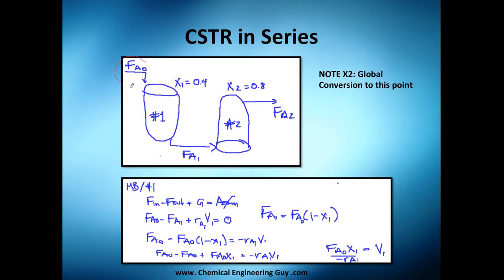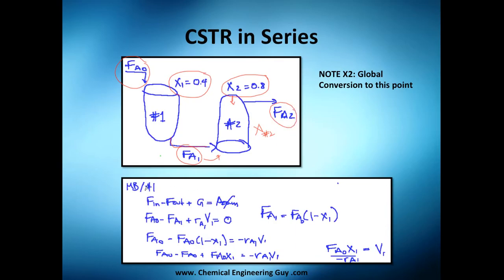We have an inlet, and we have this tank which has a conversion of 0.4, and then you take it away, FA1. This is my outlet, which is the same inlet to reactor number 2. And up to here I have a global conversion of 0.8. This means that this reactor has a, let's say, random conversion. I don't know it, but I know that the whole process is at 80%. And I have an outlet here.